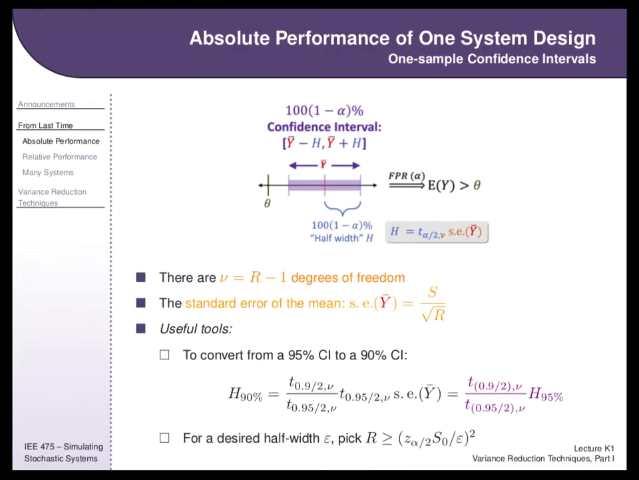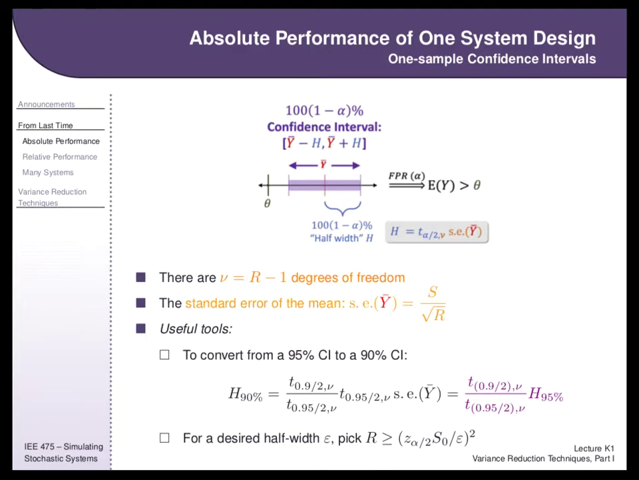In the case of a 1 sample, so just an absolute measurement, an absolute performance estimate, there are the number of samples minus 1 degrees of freedom, which helps you calculate your t-statistic. The standard error of the mean is just the standard deviation divided by the square root of the number of samples, and from that you can get your half-width centered on the estimate that came out of your mean, and now you can start testing hypotheses just by presenting your confidence interval.